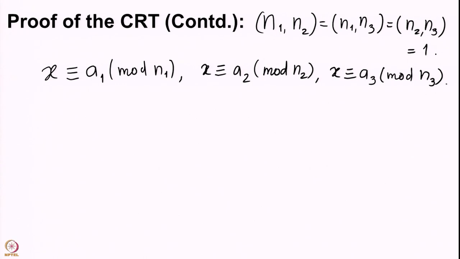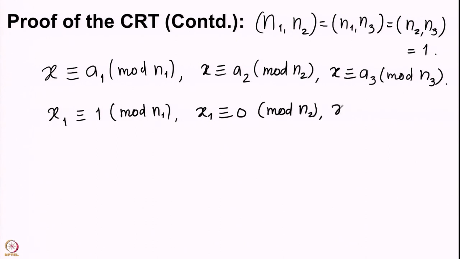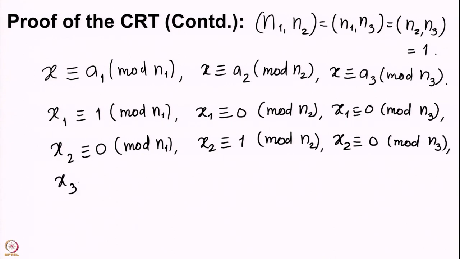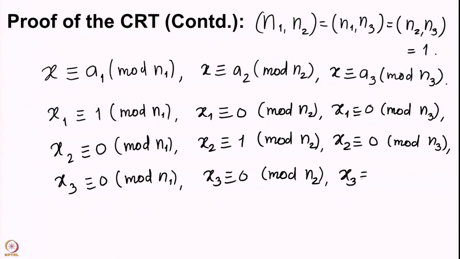Once again, like the last time, we are going to look at 3 special cases. Our first special case is x1, which is congruent to 1 mod n1, but it is 0 mod n2 and 0 mod n3. This is our first special case. X2 is the one which has congruence 1 when you go modulo n2, and otherwise you get 0. And finally, we have x3 which will give you 0 when you divide by n1, it will give you 0 when you divide by n2, but it will give you 1 when you divide by n3.